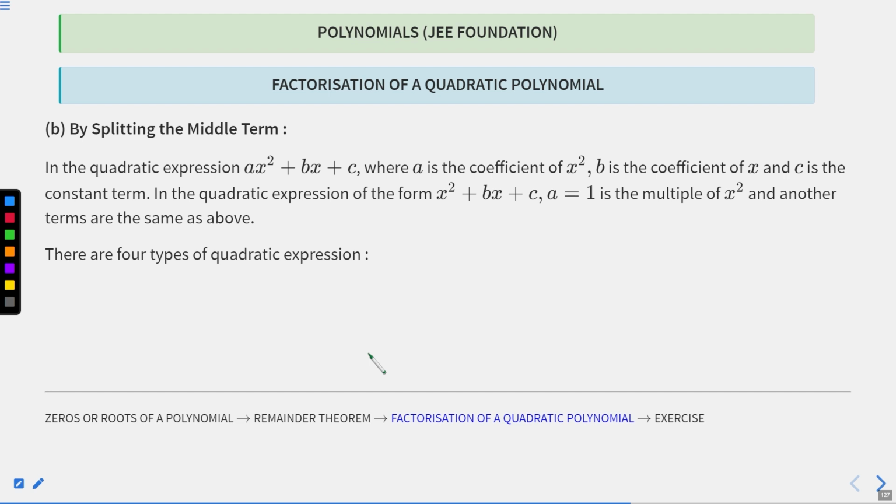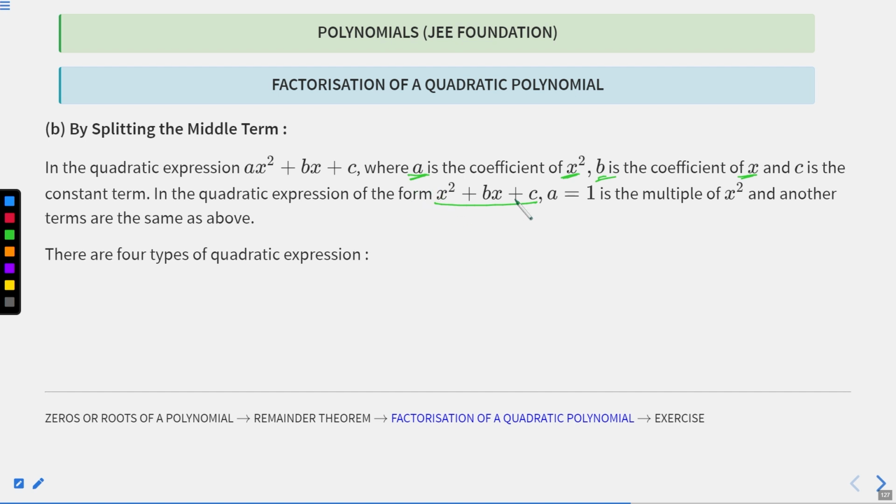Now we will see the method of splitting the middle term. So how are we going to split? Which middle term are we talking about? Let's see. Here a is my x square coefficient, b is my x coefficient, c is just a constant term, in the quadratic expression of this form.